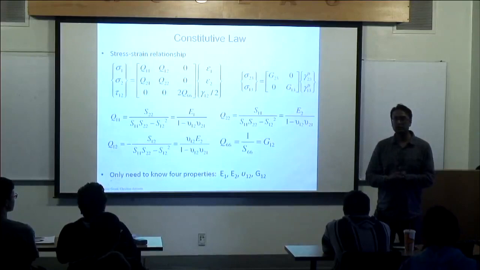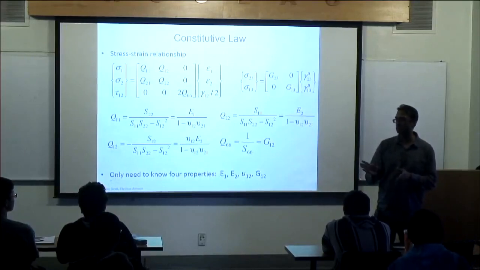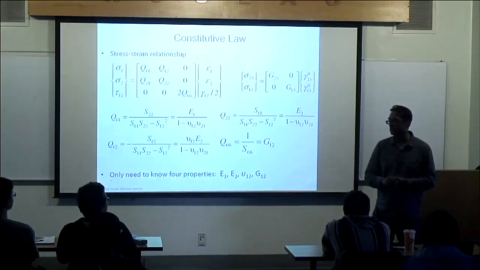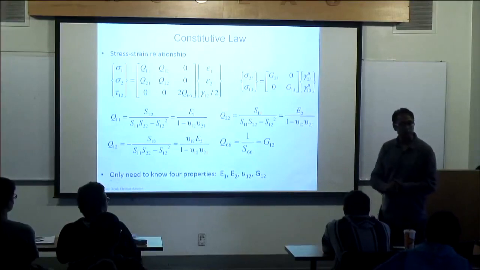And then what I can do now is construct my specimen, so there is a 90-degree specimen, so the fibers are perpendicular to the line of loading, and now I can get E22. And then from that way, you can actually get all the properties, okay?